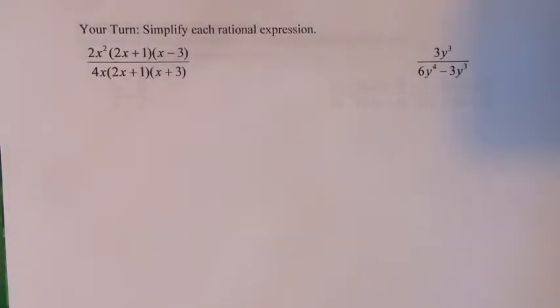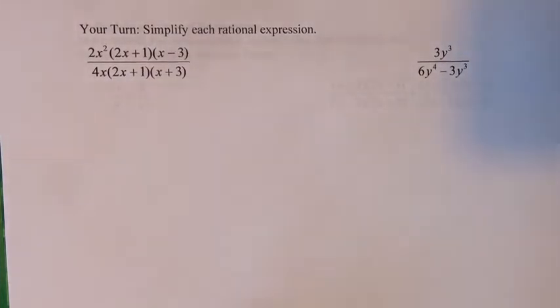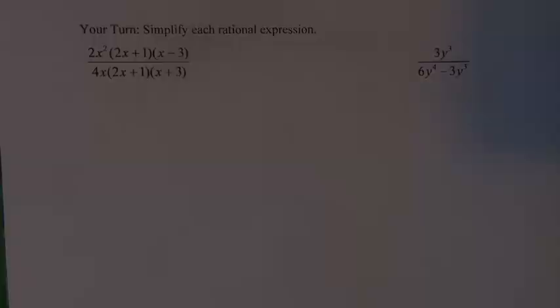Finally, I've got a couple rational expressions for you to try simplifying. Notice that on the first one, everything is already factored for you, so all you have to do is find any common factors and cancel. On the second one, though, you're going to have to do some factoring yourself. So go ahead and pause the video, try these, and then we'll look at them together when we come back.